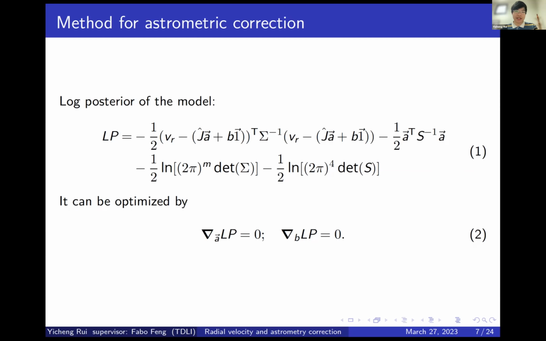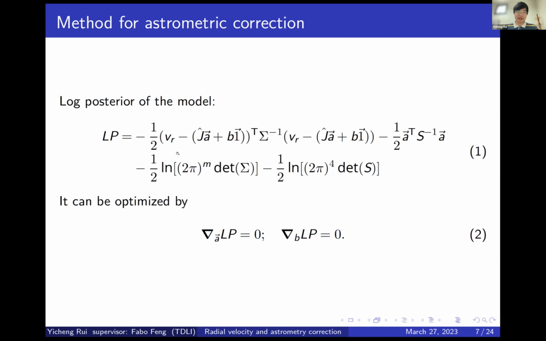And we need to notice that the correction for parallax and relative radial velocity is not considered in this work, because according to an order of magnitude estimation, the effect of the parallax and the absolute radial velocity is just about 1 micrometer per second, which is not important for detecting Earth twins. And B is just an offset.